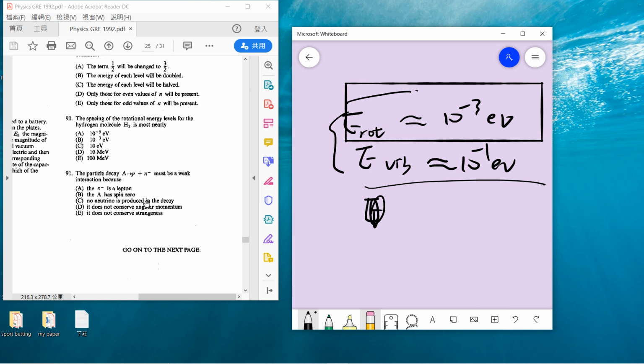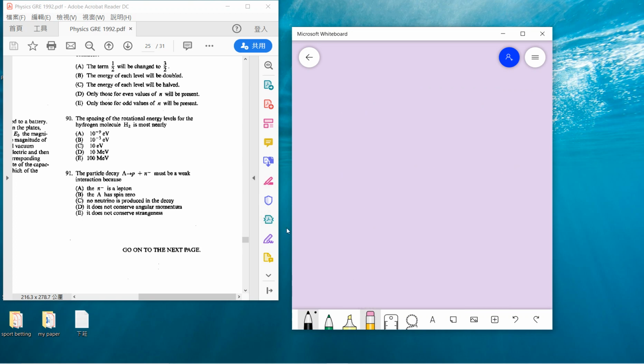There's no way that you can guess or compute. So 91, the particle decay, weak interaction. The first one says pi minus is a lepton. Definitely not. Leptons are muons and electrons, not pi minus. This pion is not a lepton. And the second one has spin 0, so this particle is a baryon? Baryons have spin one half.